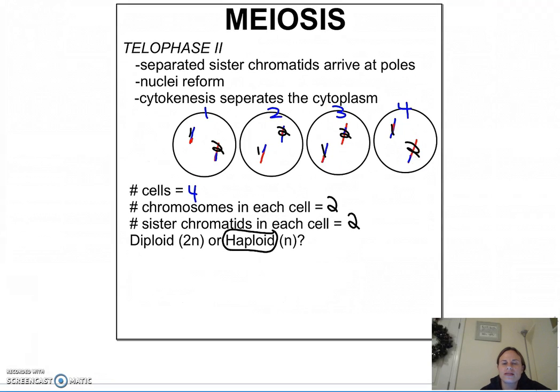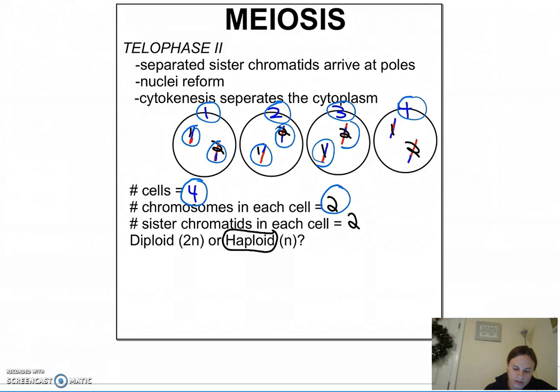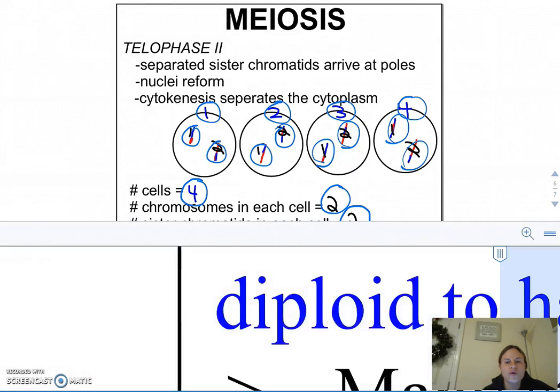So if we continue, we move on to telophase 2. Now my separated sister chromatids arrive at the poles, my nuclei reform, and cytokinesis occurs, which separates the cytoplasm. So now I end up with 4 cells total. 1, 2, 3, 4. Where within each cell, I have 2 chromosomes. 1, 2, 1, 2, 1, 2, 1, 2. Furthermore, I only have 2 sister chromatids.